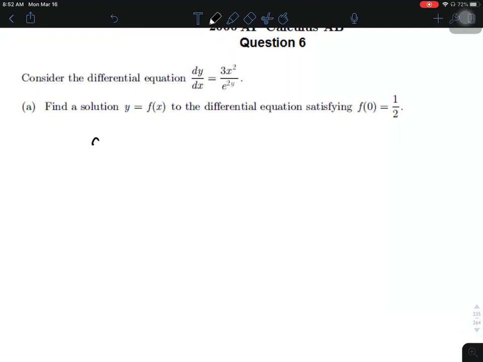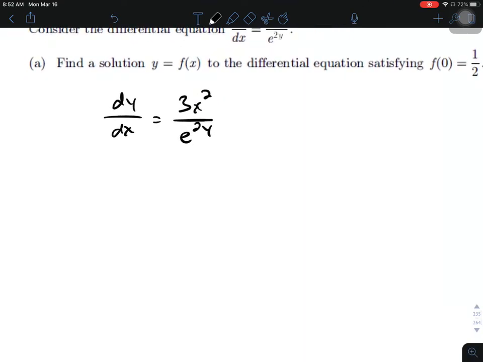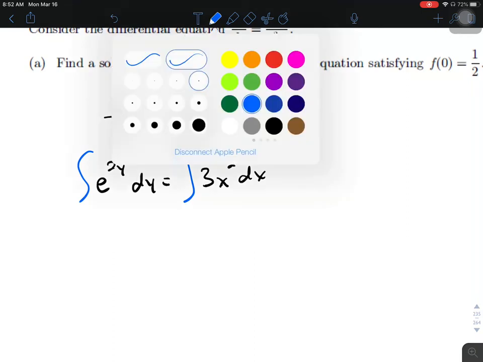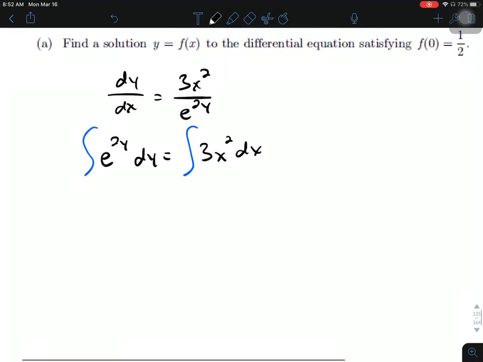We need to separate our variables. Then we are going to integrate. To separate our variables, we're going to multiply both sides by our denominators. It's going to give us e to the 2y dy equals 3x squared dx. We are then going to integrate. Right side's pretty simple to integrate. That's going to be x cubed plus your arbitrary constant.